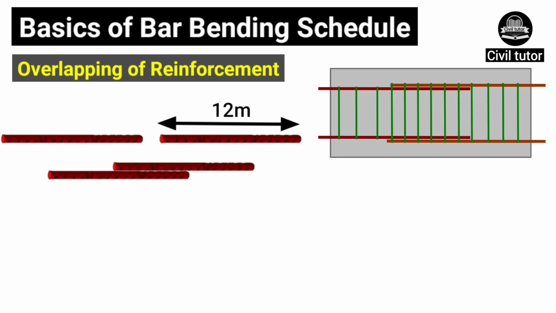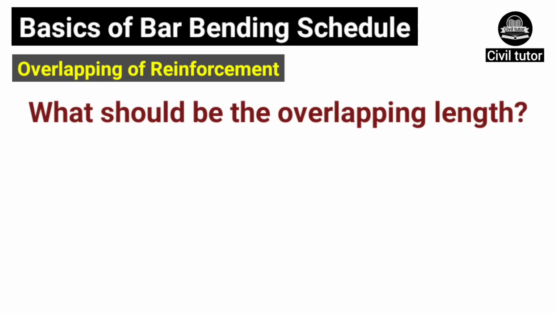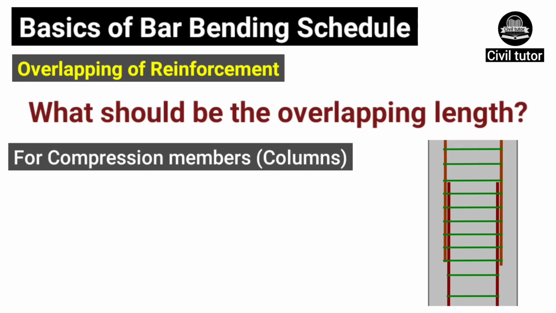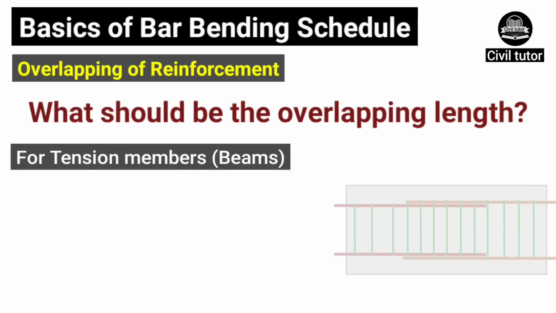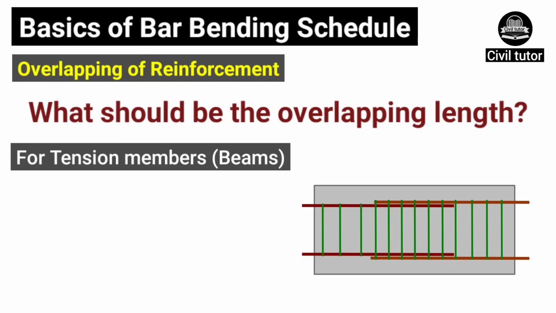The purpose of overlapping is to retain the continuation of the steel bars to securely transmit the load from one steel bar to another bar. Now, the question arises, how much should the overlapping length be taken? For compression members, that is columns, the lap length should be taken as 40D, where D is the diameter of bar, and for tension members, that is beams, the overlapping length should be taken as 50D.